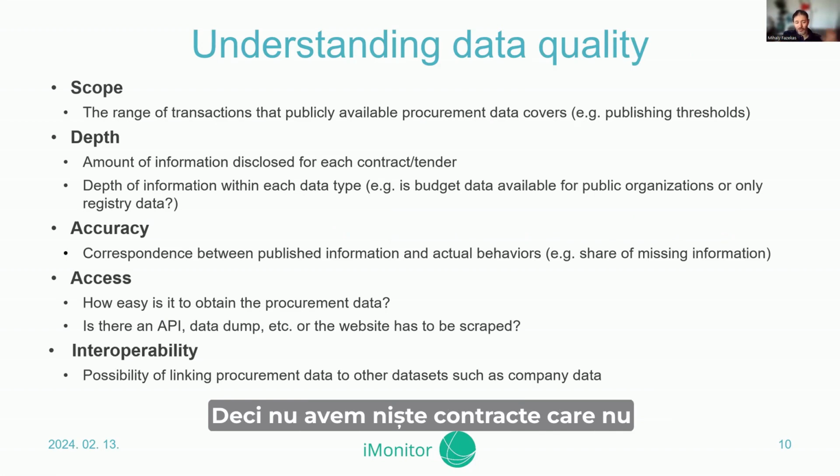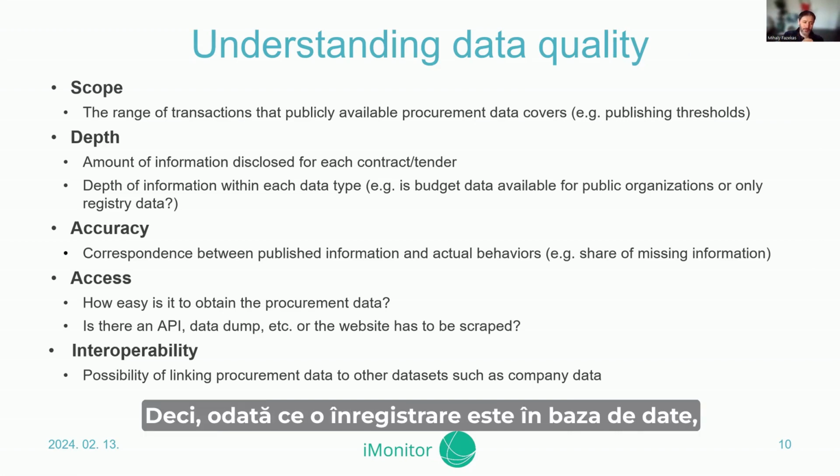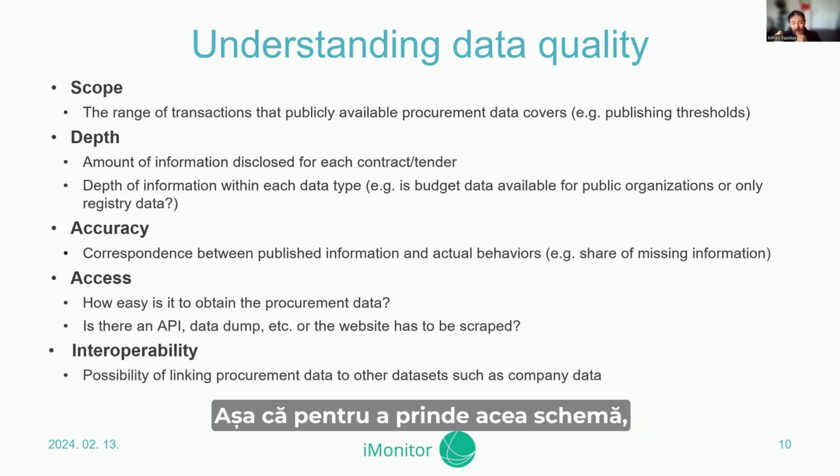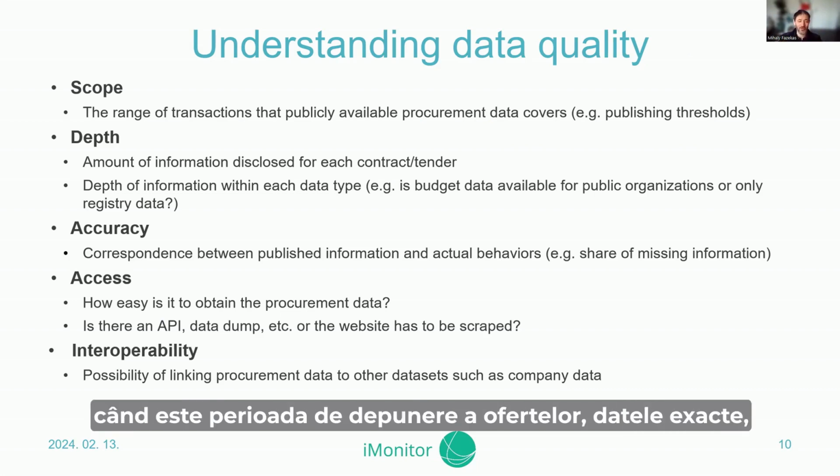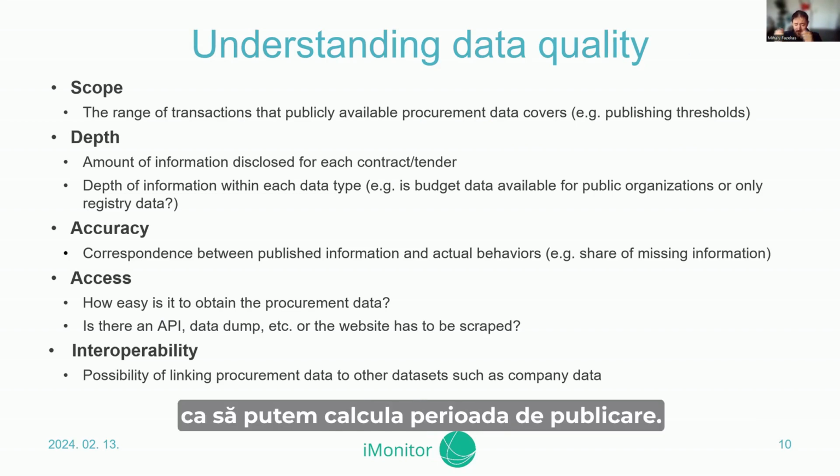So we don't have some contracts which are never advertised, never publicly released, and then accounting for a high share of total spending. Depth, so once a record is in the database, a contract is in our database, we want to know about a number of things about this contract. So you can think about the schemes I mentioned, like a short advertisement period. We need the dates for that, right? So to catch that scheme, you need to know when the call for tenders was published, when the submission period is, the exact dates precisely, so that we can calculate advertisement period.